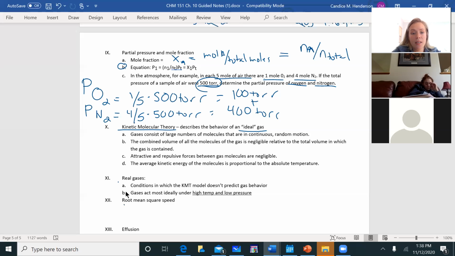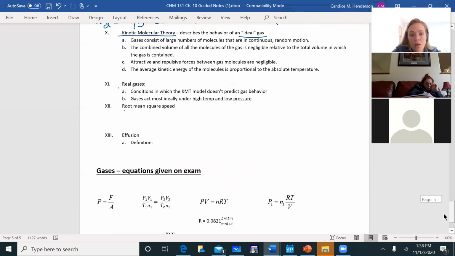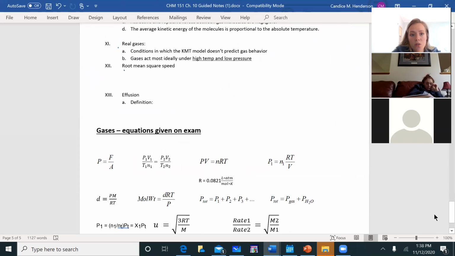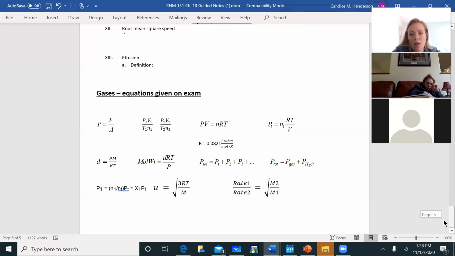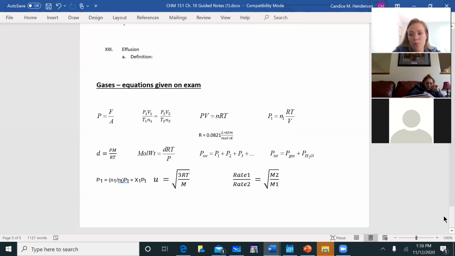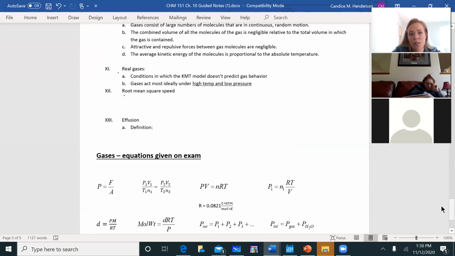Now the last little bit here is that there are equations for these two things, for root mean square speed and effusion, and there are these down here, but we're not going to be doing any actual calculations with them. I just want you to understand the concept of this.